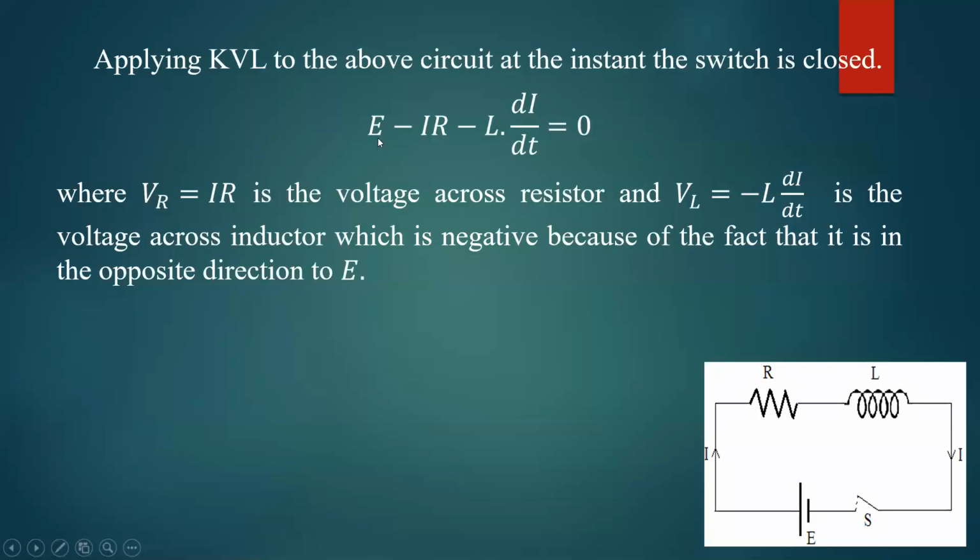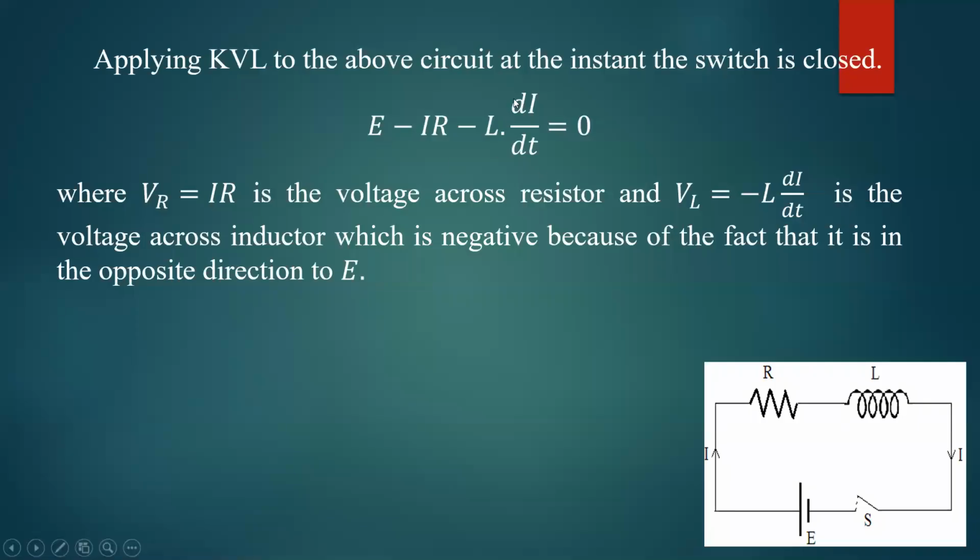So that equation gives you E minus IR minus L into di by dt is equal to 0, where IR is the voltage across the resistor and L into di by dt is the voltage across the inductor, which is negative because it is in the opposite direction of E. This IR is always negative. Already you know that, it is called the IR drop. That's why the product IR always represents the decrease in voltage, and that's why the minus sign applies to this IR also. So both are opposite to the direction of this battery voltage E.